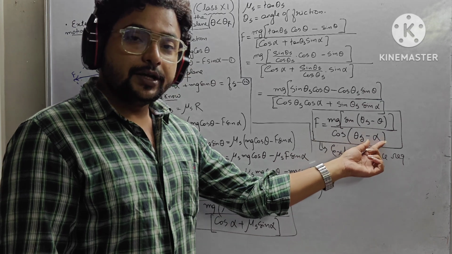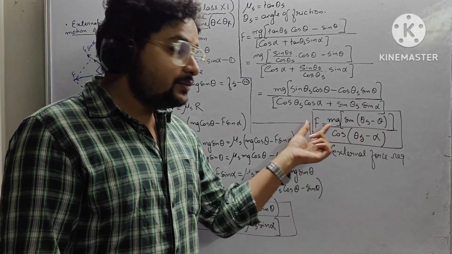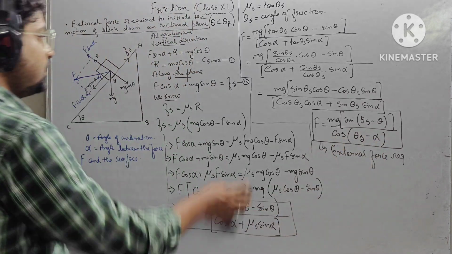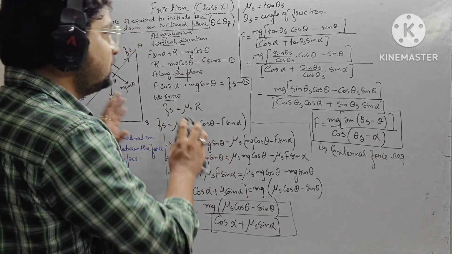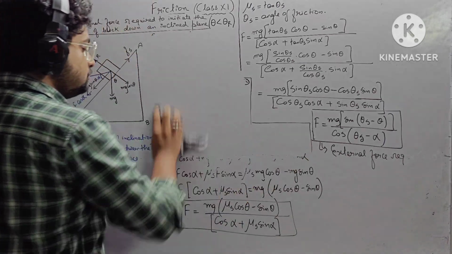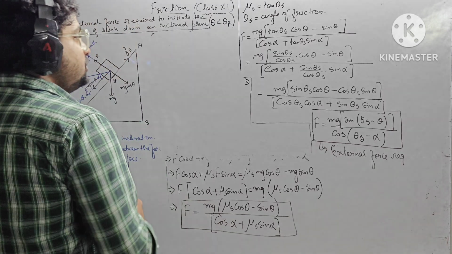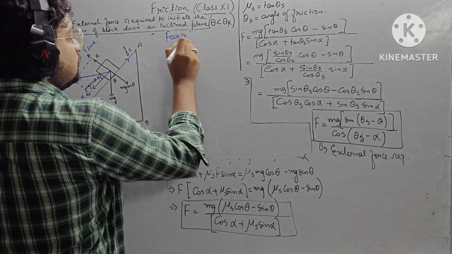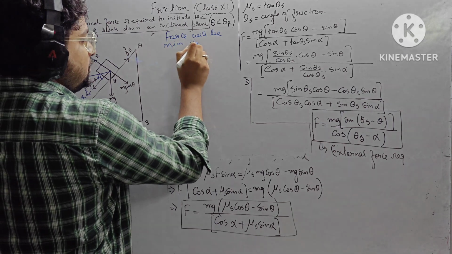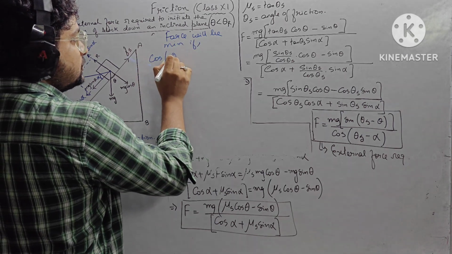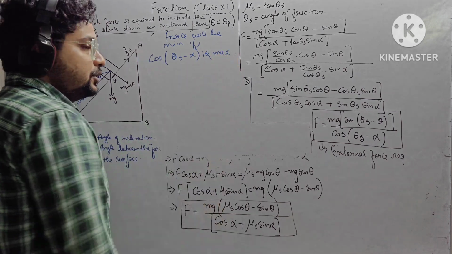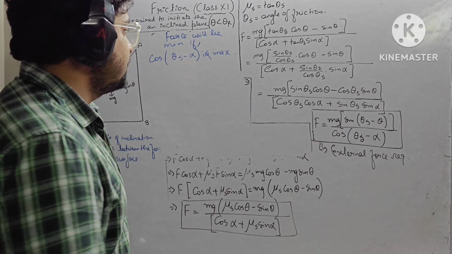Now see, alpha is over here. Force will be minimum if the denominator is maximum. Okay, now let's find out over here. I hope you have written down everything. So force will be minimum if cos theta s minus alpha is maximum.